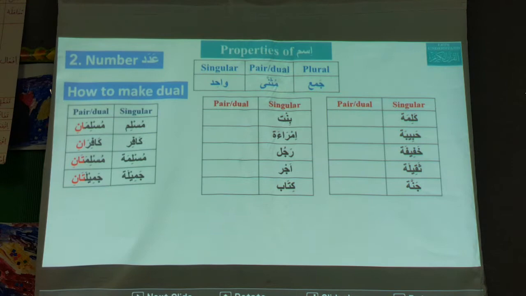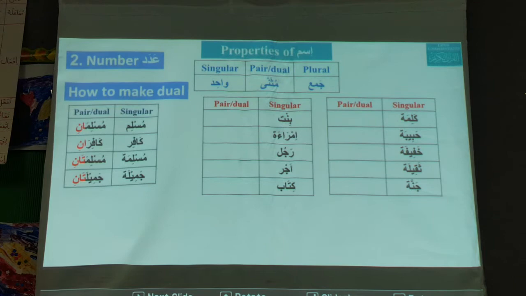Assalamu alaikum. Alaykum salam. So yesterday we started properties of ism. We discussed that there are how many properties of ism? Four. There are four properties of ism. The first one is status. Second one is number. Third one is gender. And fourth one is type. So everybody should know these properties. Inshallah, we will go through all those properties one by one.